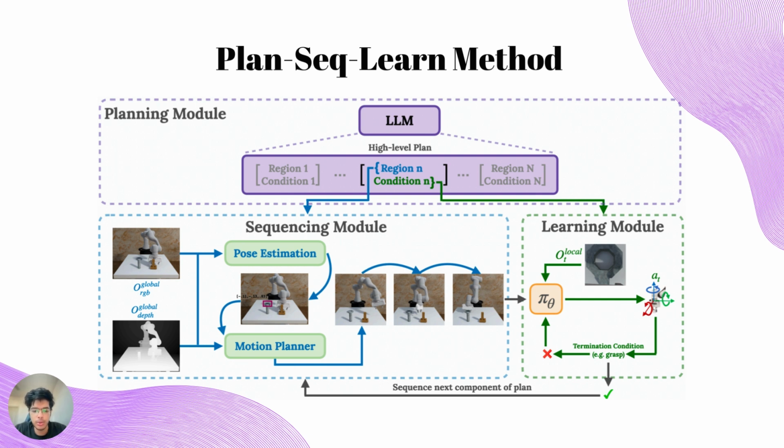The sequencing module then kicks things off by processing visual input into the robot or to specific region of interest identified in the plan. Once the robot reaches the spots, the learning module takes over, handling the detailed control tasks using reinforcement learning. For this, PSL leverages DRQ version 2, a model free visual RL algorithm. This system operates directly on image inputs, generating precise low level control actions.